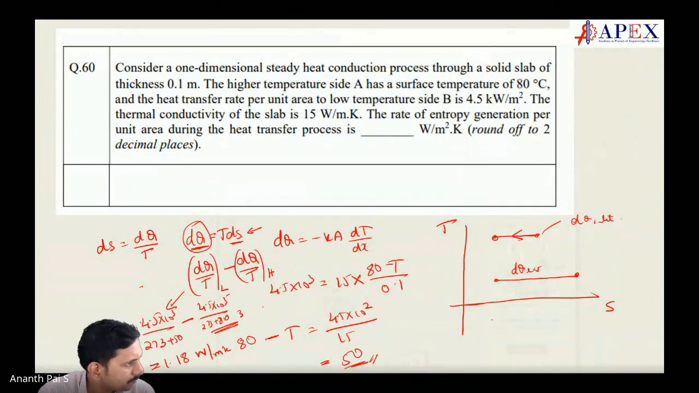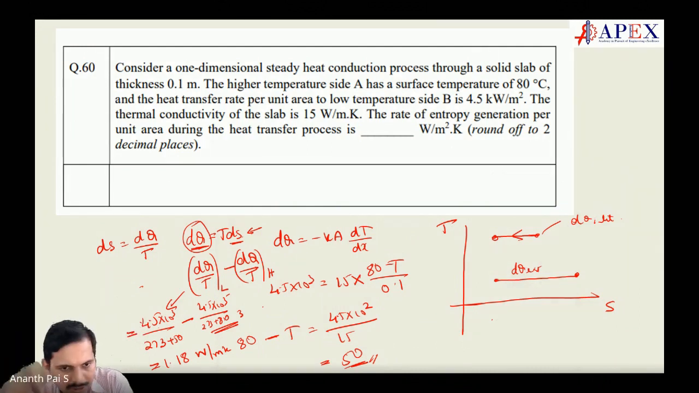Fine. So I did not record, okay, but this is how it is. So the answer is 1.18. What did we do? Again, I will tell you.